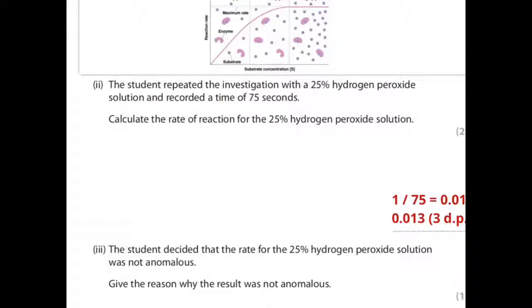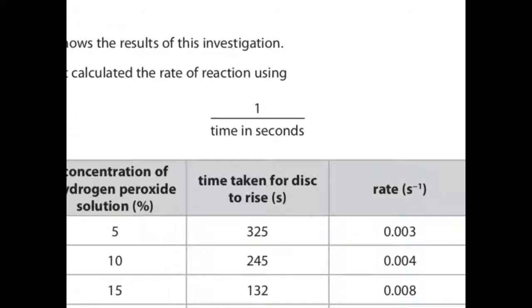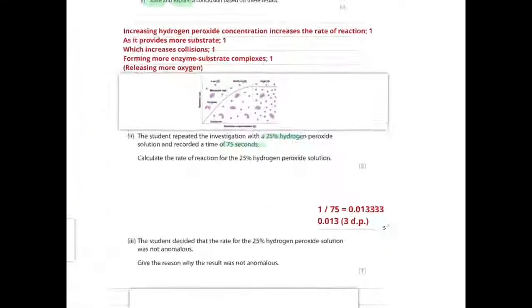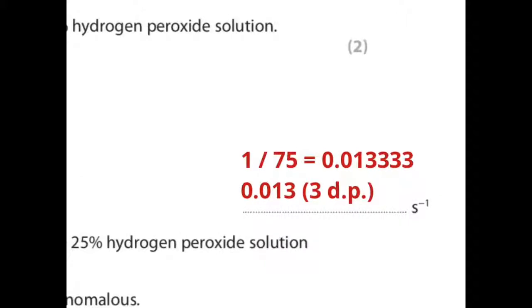The student repeated the investigation with a 25% hydrogen peroxide solution and recorded a time of 75 seconds. So we've got 25%, 75 seconds. Calculate the rate of reaction for the 25% hydrogen peroxide solution. So if you remember that formula at the top, rate is 1 divided by time in seconds. So time is 75, so you would do 1 divided by 75, and we have 0.01333.